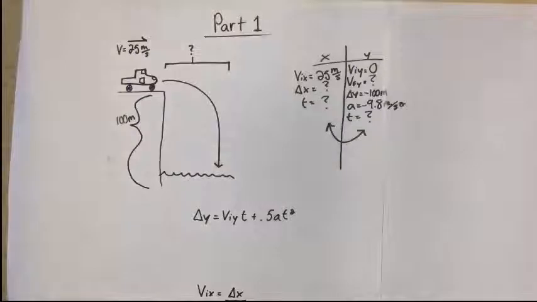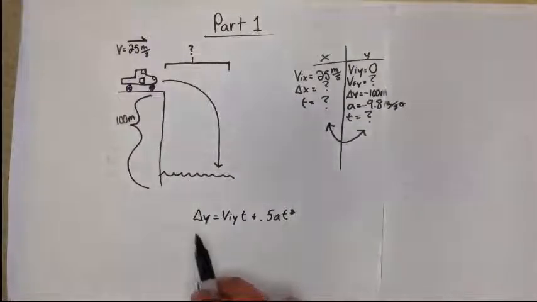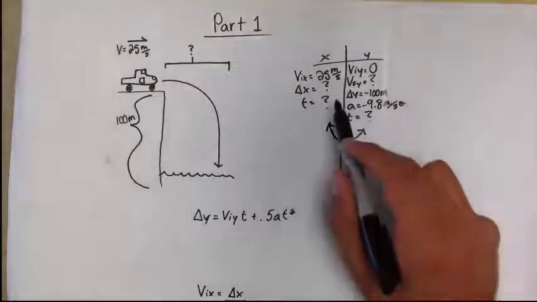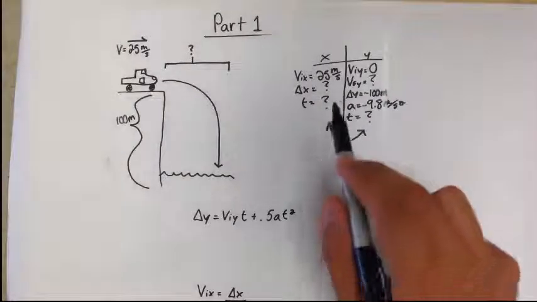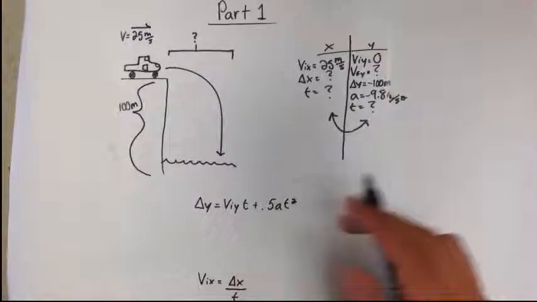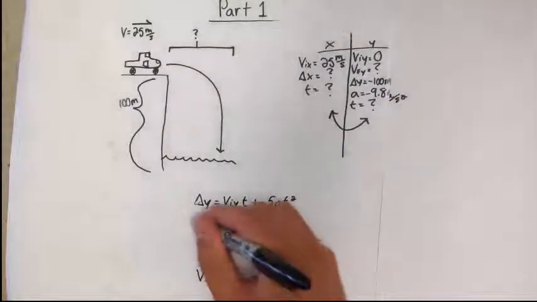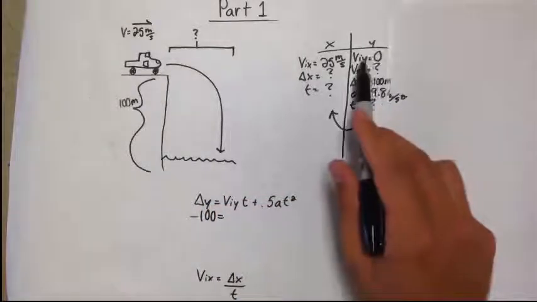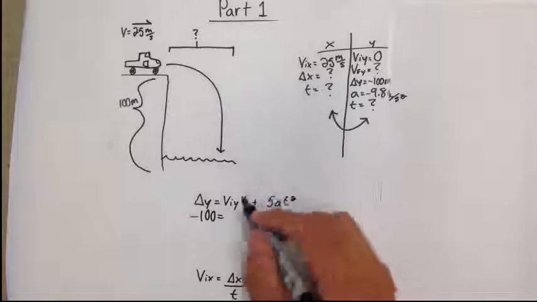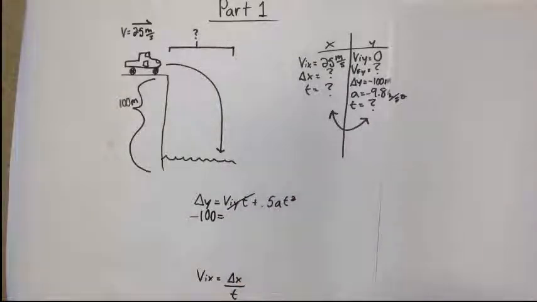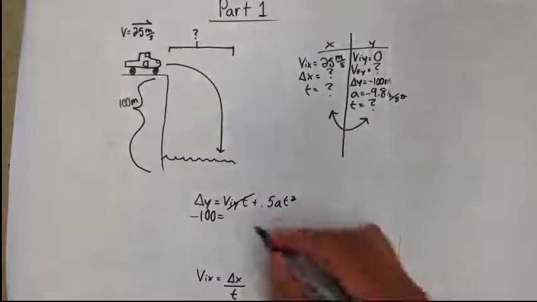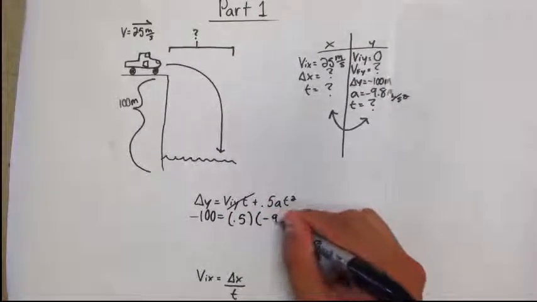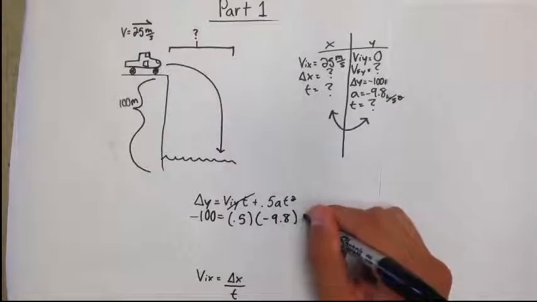Now, to solve for the time. Here's an equation that uses y variables to solve for time. Once we have the time, we can plug it in the x side to get the delta x. So, just using our table, we could see that negative 100 equals, we have 0 initial y velocity, so this is just done because 0 times any number is 0. So 0.5 times our acceleration, which is negative 9.8, times time squared.